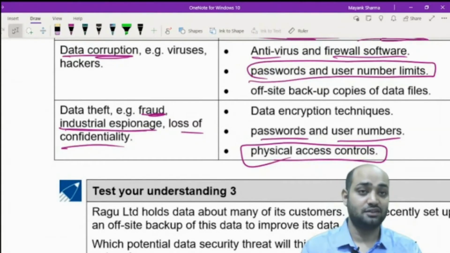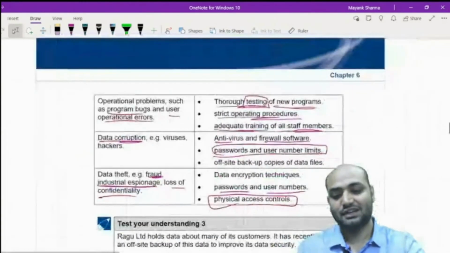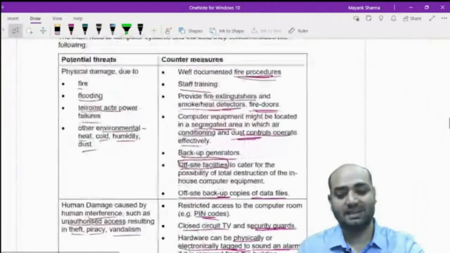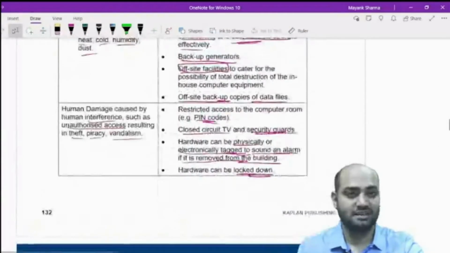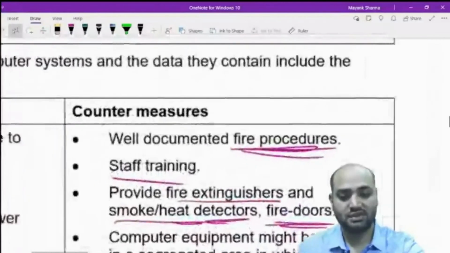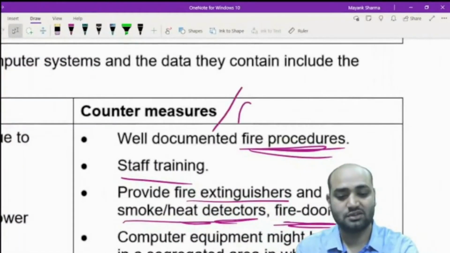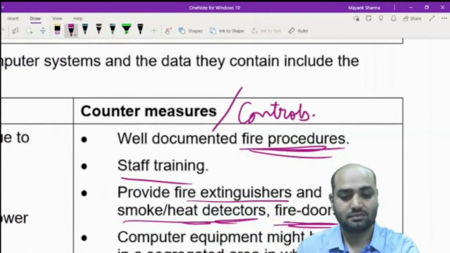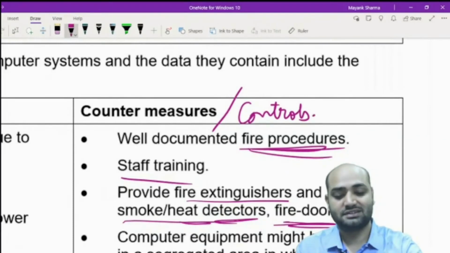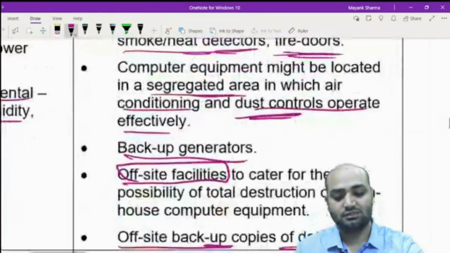Not eliminating, reducing the risk of data theft. So risk cannot be eliminated, but yes, there can be controls in place which are known as countermeasures. Countermeasures can also be called controls. So controls can be placed which help in data protection.